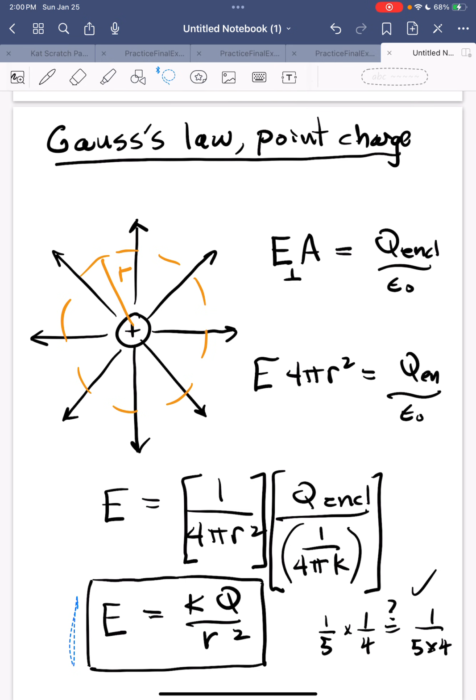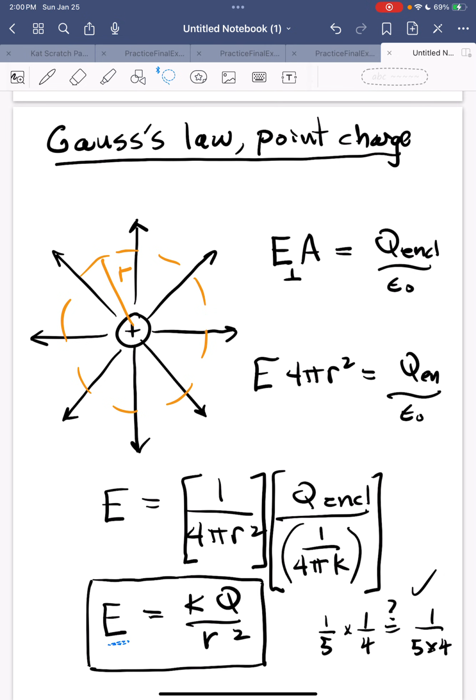And what you can notice from looking at the formula right away is that as R gets bigger and bigger, the E field will fall off. It'll get weaker and weaker, right? Because E is inversely proportional to R squared. So pretty quickly it'll drop off. So if you're far away from a charge, the field will be very weak, but as R gets smaller and smaller, the electric field will get stronger and stronger. So that's the idea behind this.